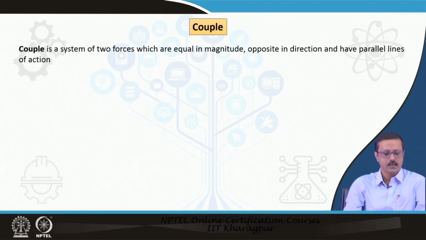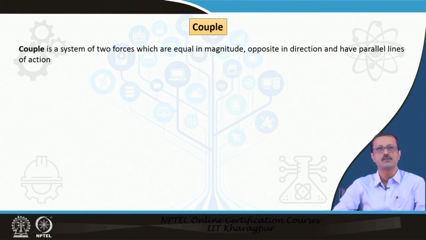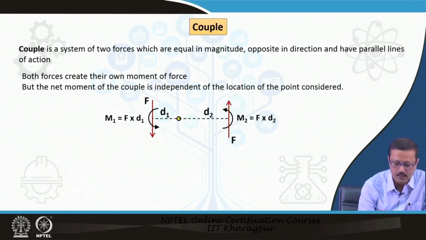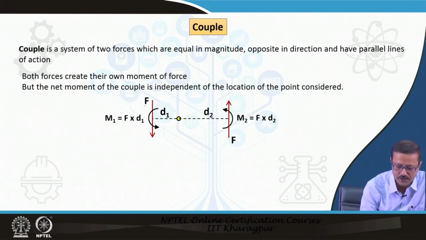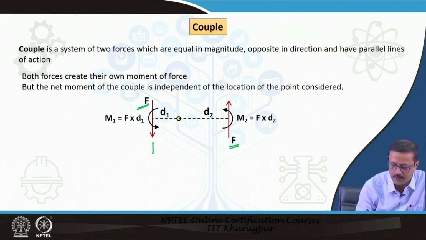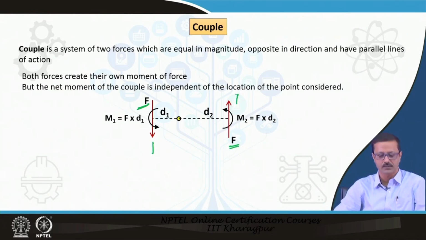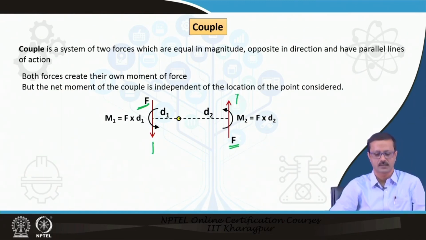So, next is the couple. A couple is a system of two forces that are equal in magnitude but opposite in direction. So, something like this, when two forces are applied on a particular rigid body, one force is downward and another force is upward, but both the forces are the same and they have some separation distance, d1 plus d2. That is the separation distance between them.